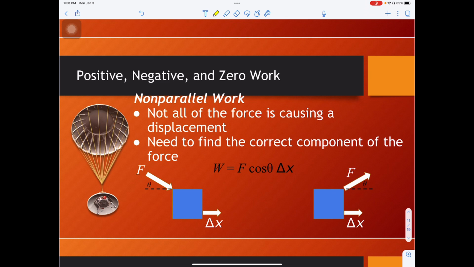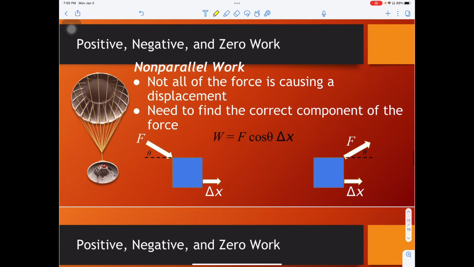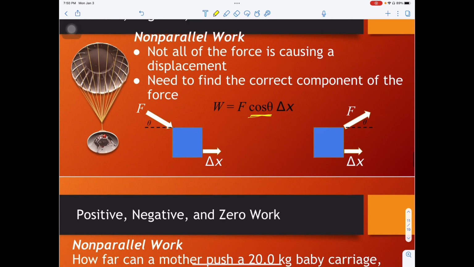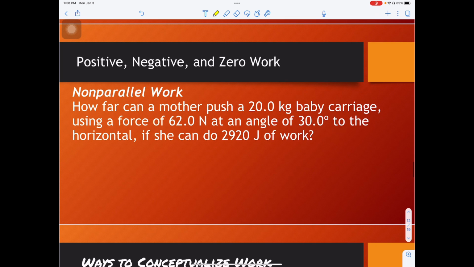Then we already talked about this idea of non-parallel work. So not all of the force may cause a displacement, and you need to find the component of the force using trig. Specifically, we will use the cosine of theta to find the component in the direction of work. So let's do a quick example. How far can a mother push a 20-kilogram baby carriage using a force of 62 newtons at an angle of 30 degrees to the horizontal if she can do 2920 joules of work?